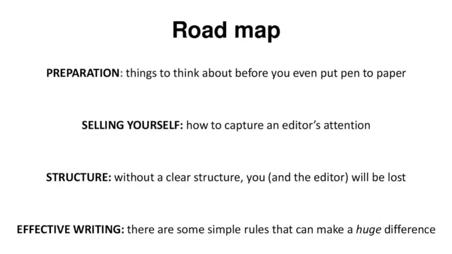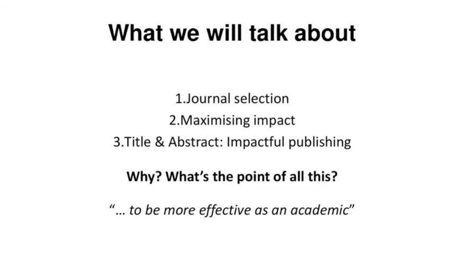Roadmaps for successful academic publishing then include preparation, selling yourself to an editor with your clear message, with your pre-submission inquiry, as we've discussed in this webinar, your structure, and effective writing. We can teach you how to be effective in English academic writing. It's a skill, not a talent. It's possible to learn how to be effective in English academic writing.